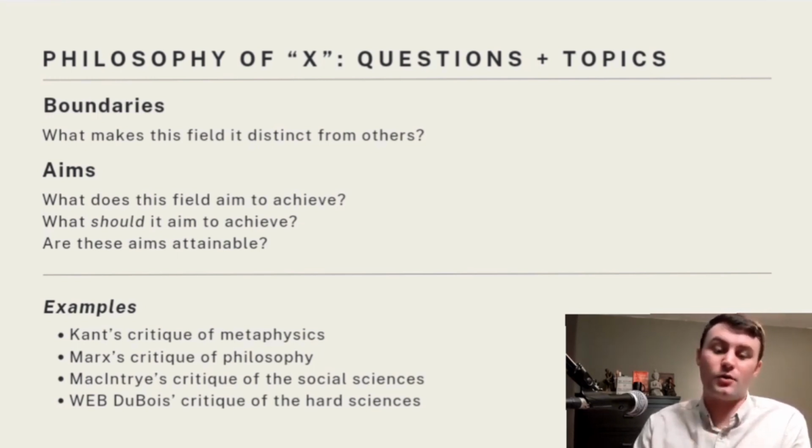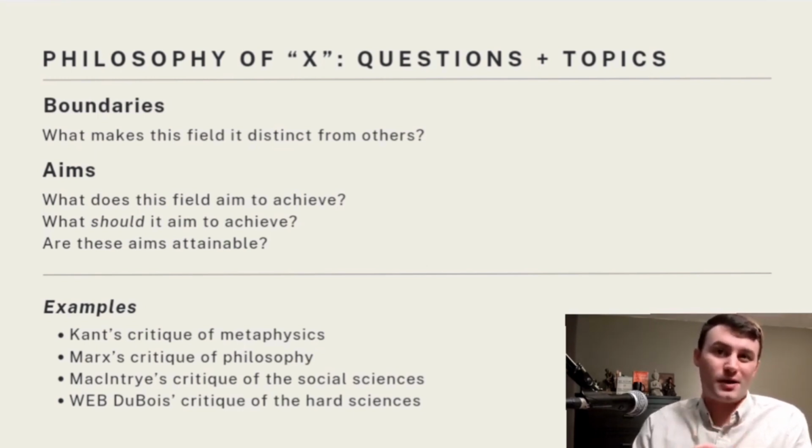A secondary question that we could ask might be, what is the role of this field in society? What should its role in society actually be? And a good example of that kind of work might be W.E.B. Du Bois' analysis of the social role of science. So these are some of the philosophical questions that we could ask about virtually any field you could think of.